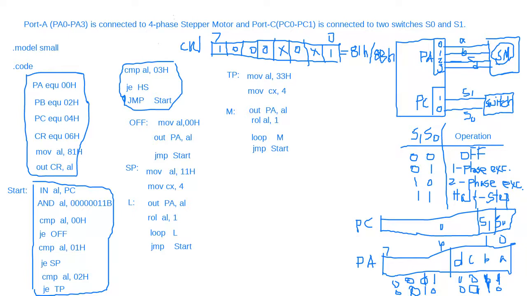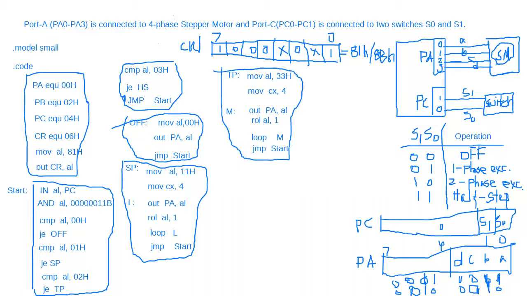For off mode, we have to send 0 0. For single phase mode, we have to send 1 1. And then we have to make a left rotation by 1 bit, and then again send it to the motor again and again. That is for 2 phase mode. So this is very easy, and only half step mode is the tricky part.